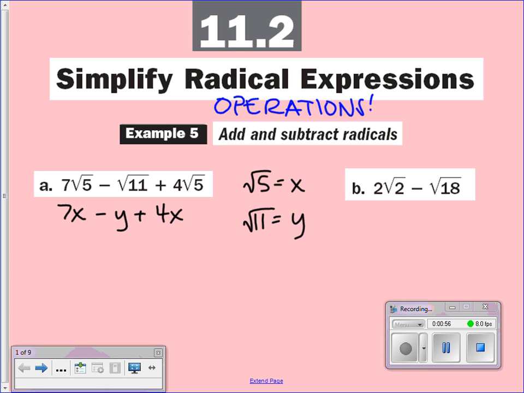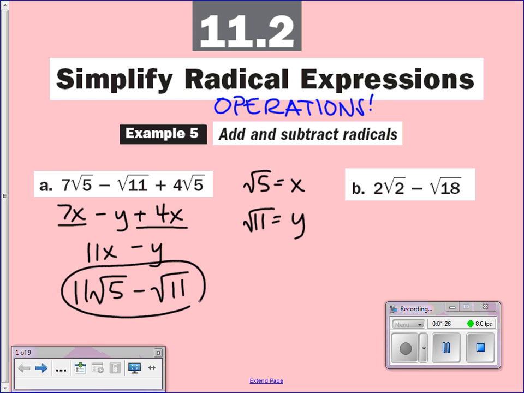Now, if I think of the square root of 5 and the square root of 5 as being the same variable and the square root of 11 being something totally different, how would you solve this with variables? Well, you'd take the 7x and you'd add the 4x. Your answer would be 11x minus y because you can't simplify the x's and the y's. This answer is the same thing, but instead of the x's and the y's, our answer is 11 times the square root of 5 minus the square root of 11.